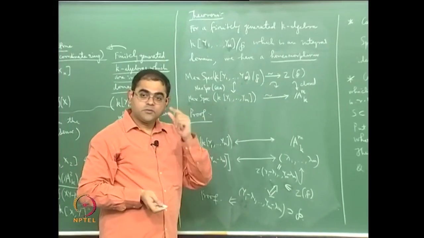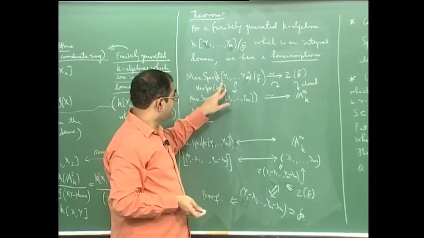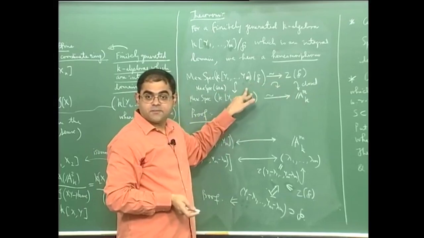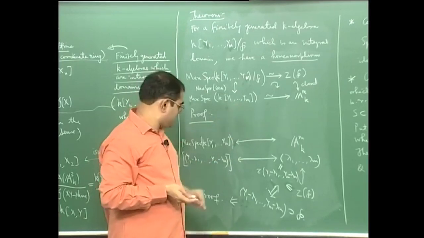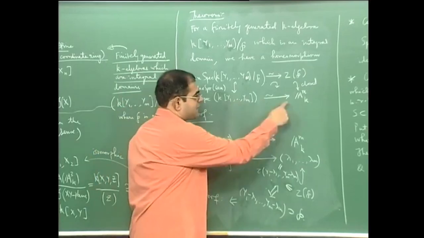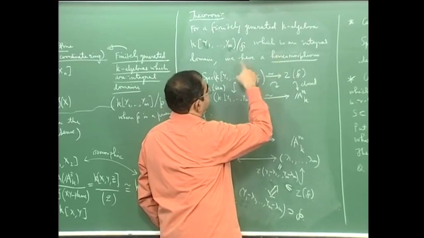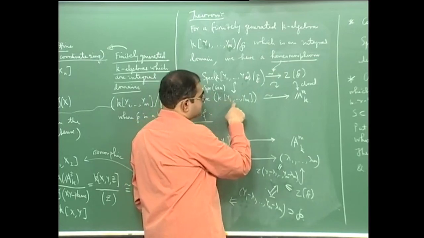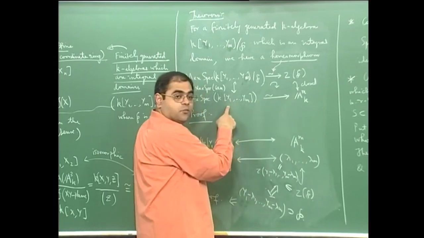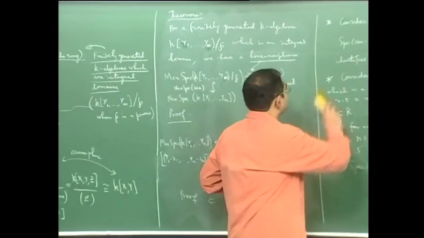Now to show that it is a homeomorphism, you will have to show that this is a continuous map in both directions. That is something you can very easily check. For example, let's show that this bijective map, the identification due to the Nullstellensatz, is actually a homeomorphism. That's also pretty easy to see, so let me do that first.